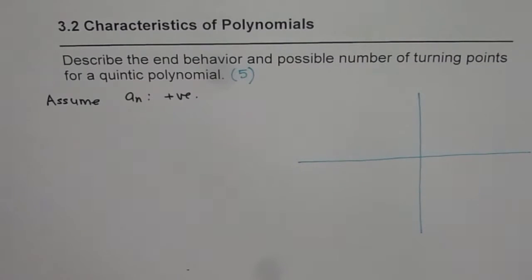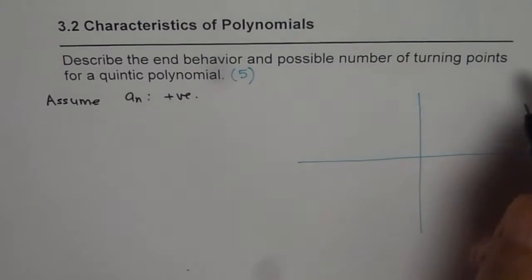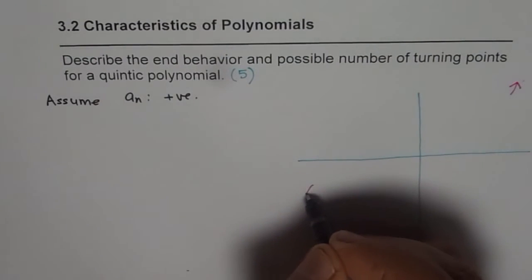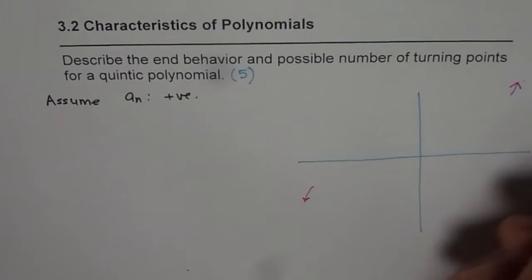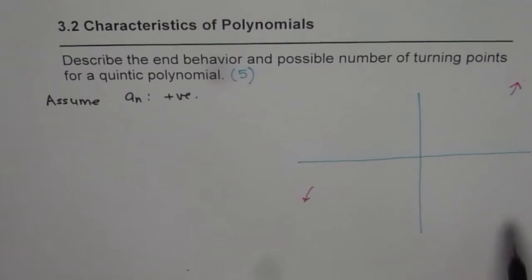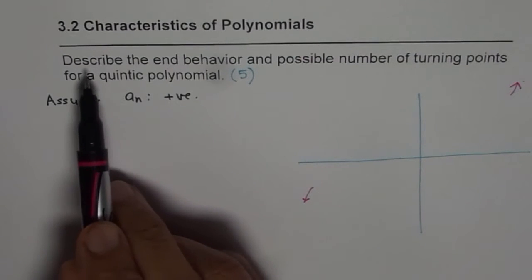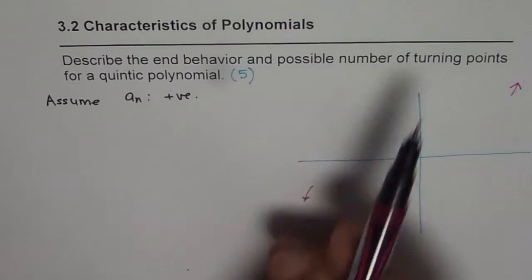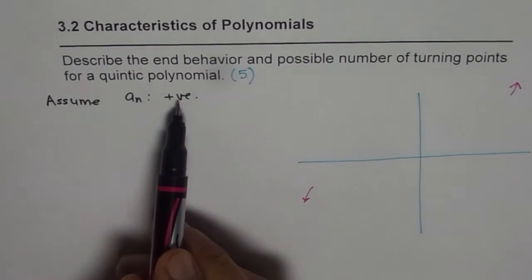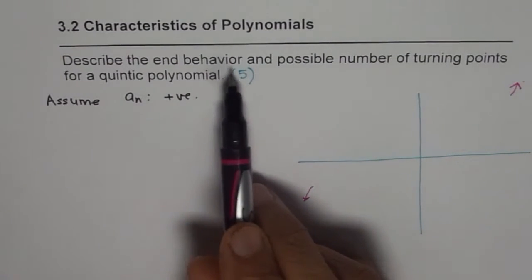So positive for us means that the right side is up, right? So for the quintic, right side is up and the opposite end, it will start here somewhere, correct? So based on that, we can always explain. It could be negative. It will flip on the x-axis, but the result as far as the number of turning points is concerned will remain the same. So we'll describe the end behavior and possible number of turning points. Let us first assume that the leading coefficient is positive, and based on that we'll describe end behavior and number of turning points.